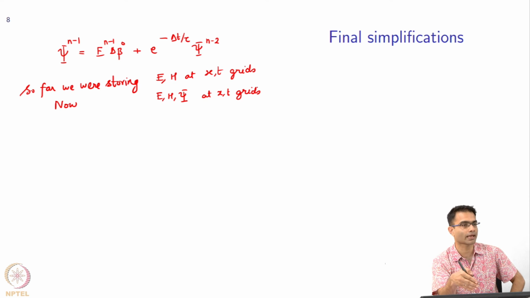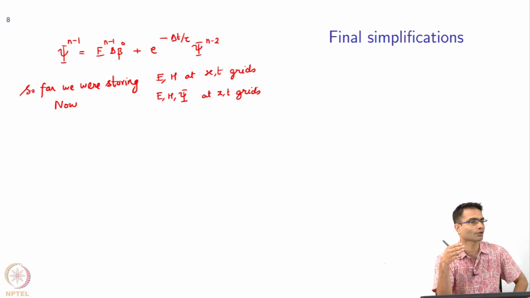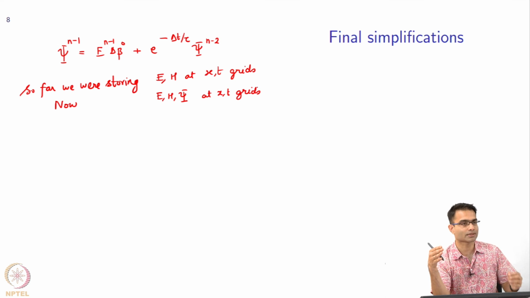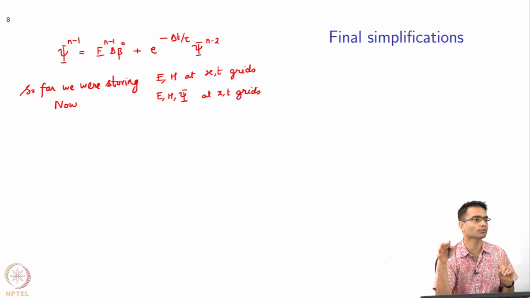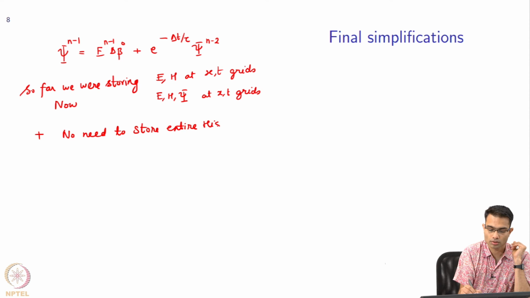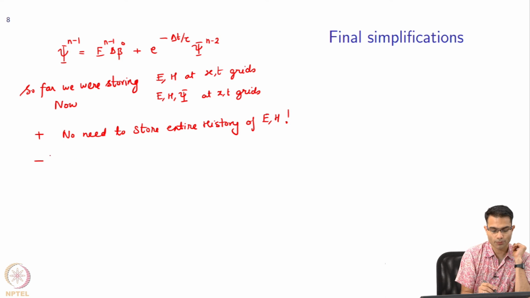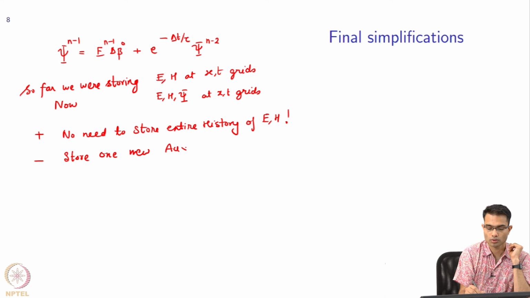Now, if I initialize this psi properly, then every time I want to evaluate psi, I just need one past value. It's just like the electric field update. I need one past value of electric field, one past value of magnetic field to get the current E and H. Same thing is happening now. My price is to store one more auxiliary variable. So, the plus point is no need to store the entire history of E and H, and the minus point is to store one new auxiliary variable.